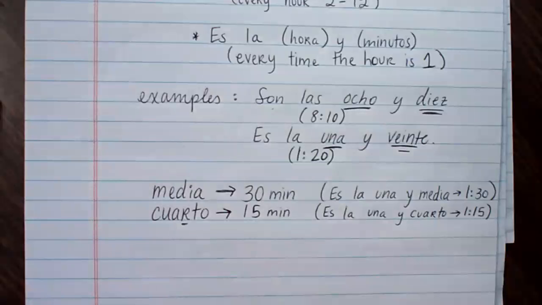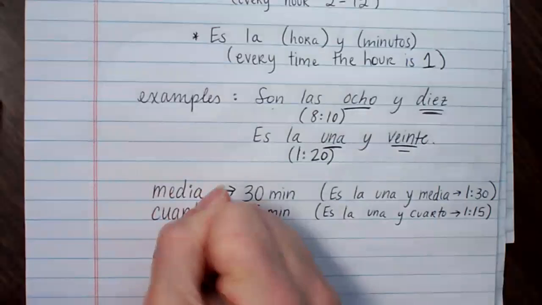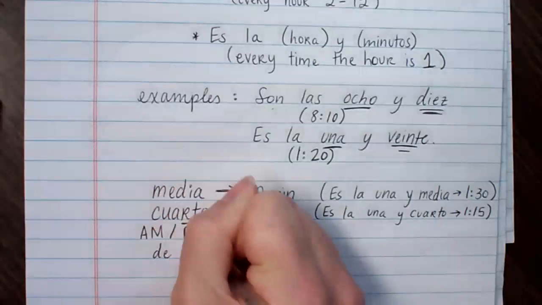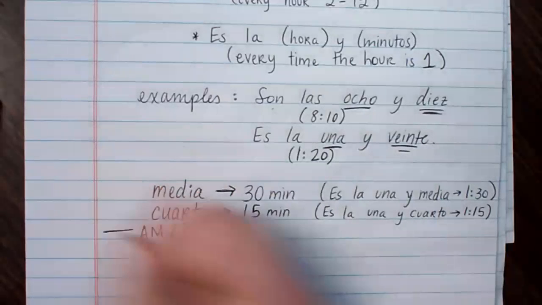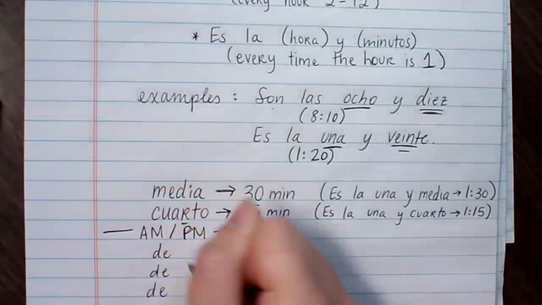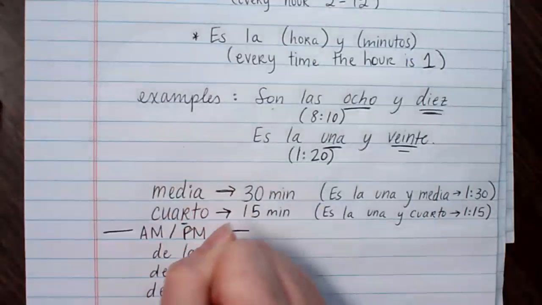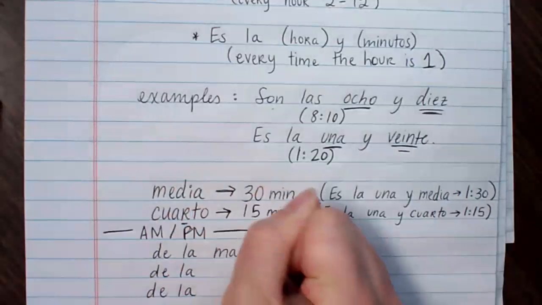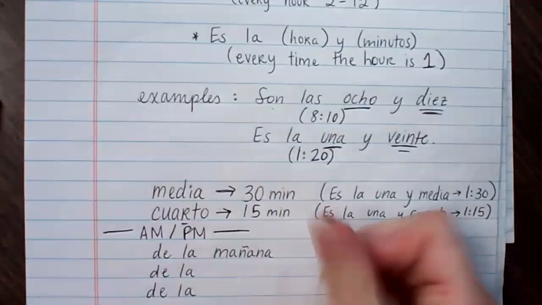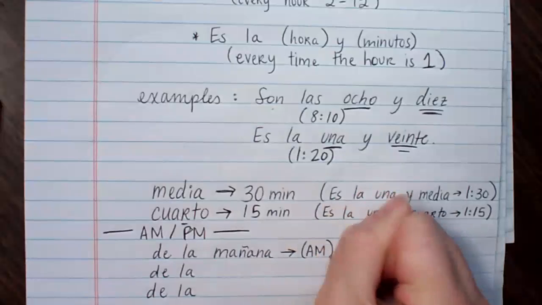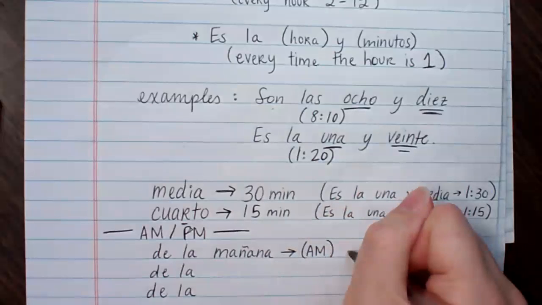And then 3 more terms that you do need to know. These are going to be the ways we say AM and PM. So they all start the same way. De la. So de la mañana is going to be the term that we use to signify AM, which it technically means in the morning.